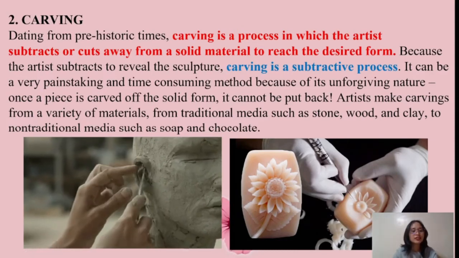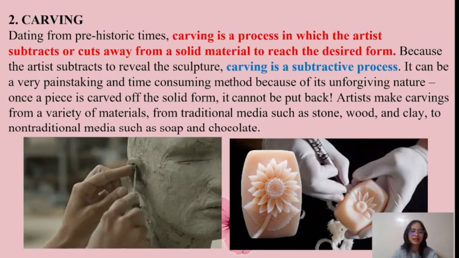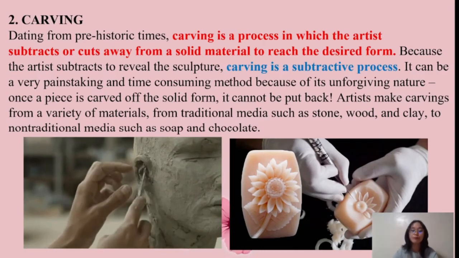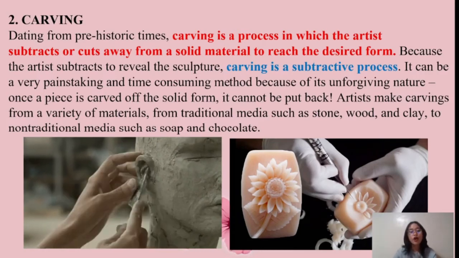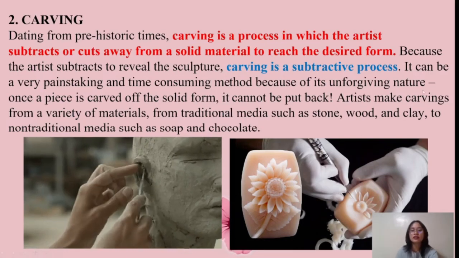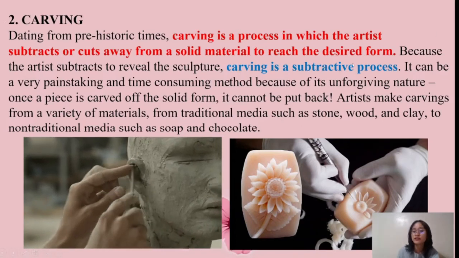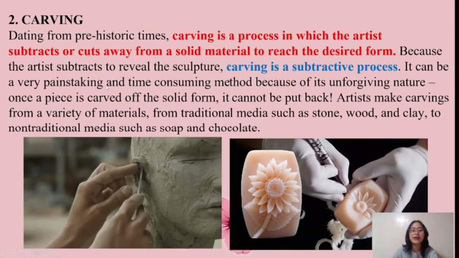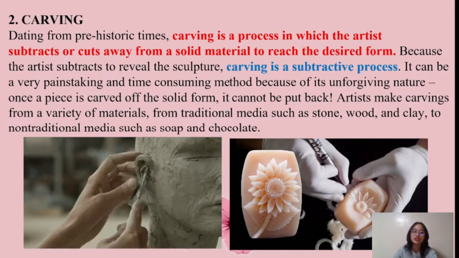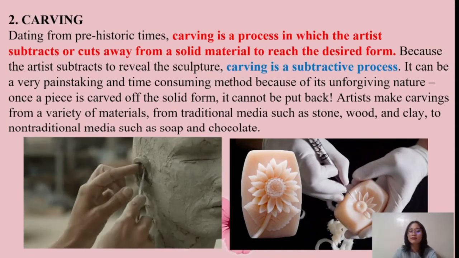Because the artist subtracts to reveal the sculpture, carving is a subtractive process whereby material is systematically or purposely eliminated or cut from the material. As I said, it is a subtractive process because we remove material, that is why it's called a subtractive process. It can be a very painstaking and time-consuming method because of its unforgiving nature. Once a piece is carved off the solid form, it cannot be put back.